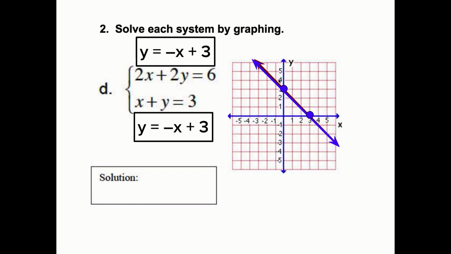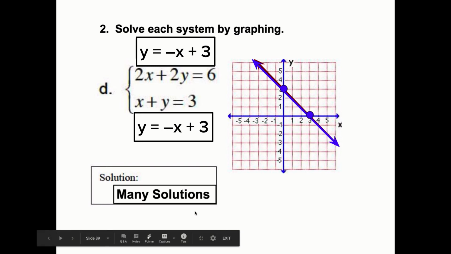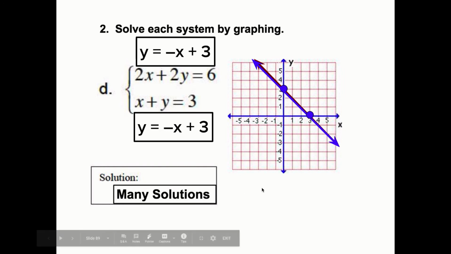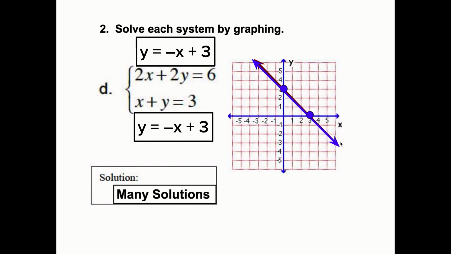So where do the lines cross? Well, they cross everywhere, right? So this is what we would call infinitely many solutions, or just many solutions for short. You don't want to say all real numbers because notice 0, 0 isn't a solution, but there are infinitely many solutions on that line.